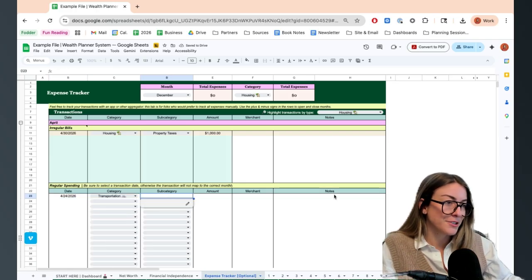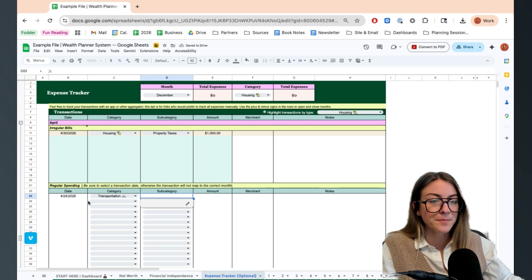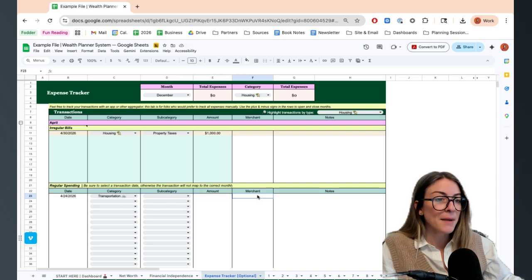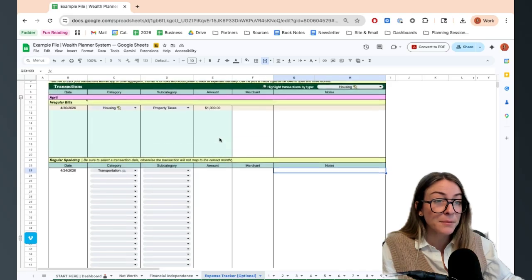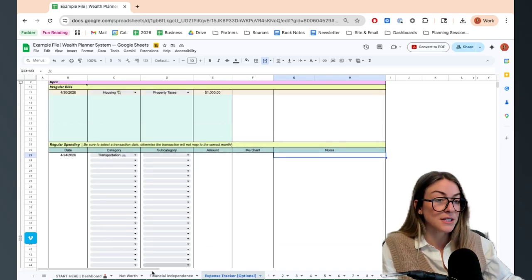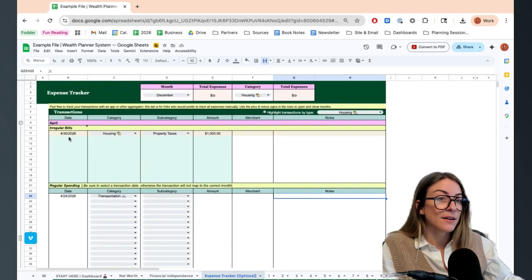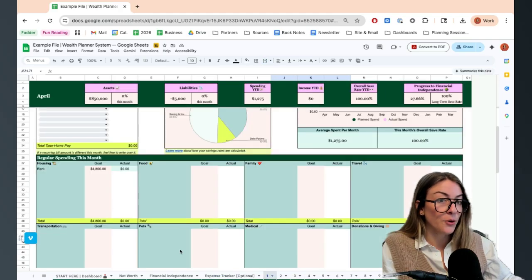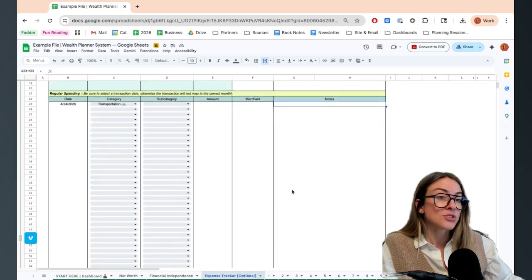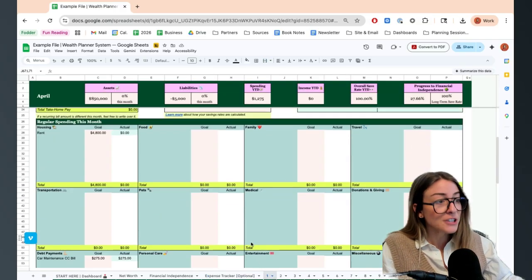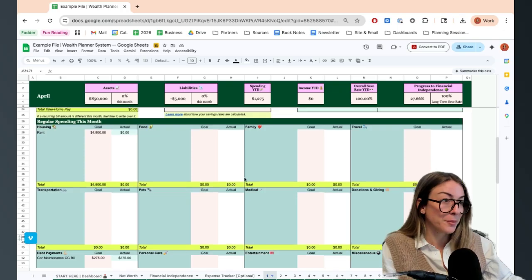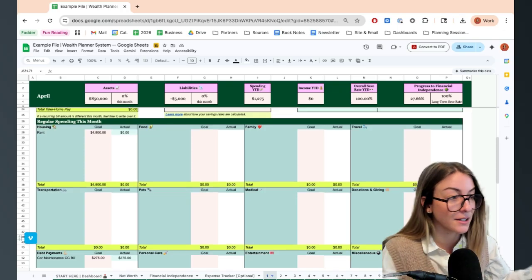I actually didn't add any subcategories, but you'll select the subcategory, the amount, and then any notes that you want. So if you want a really detailed map of what's coming in and what's going out, you can use this expense tracker. And then what it's going to do is auto calculate for you in the month that that expense happened. So you'll put in all your expenses all month long, and then actually filling out the category part, you don't have to do that because it's going to do that for you.